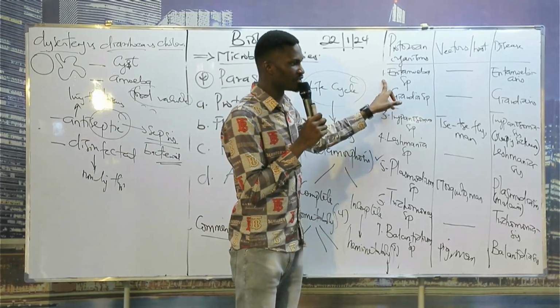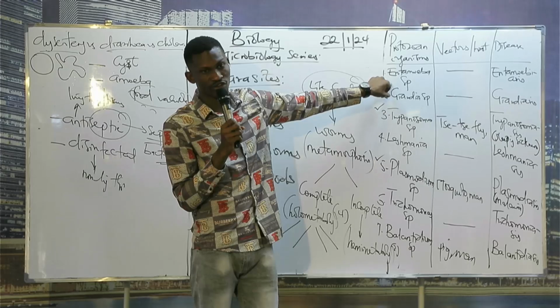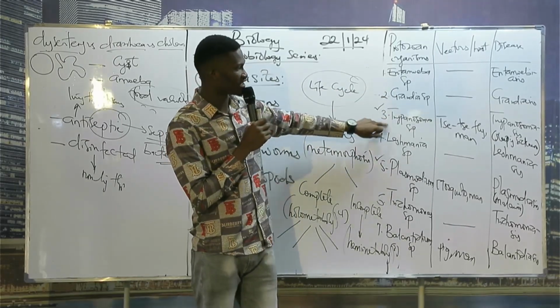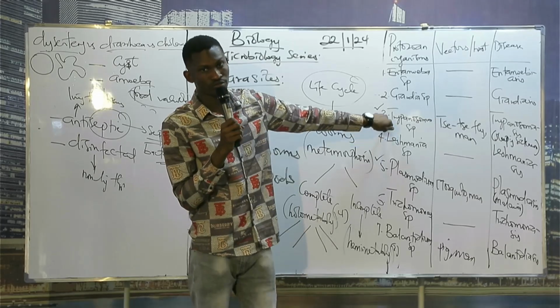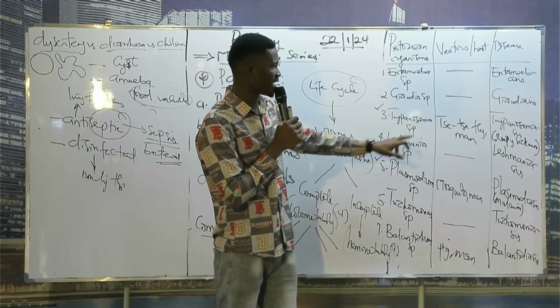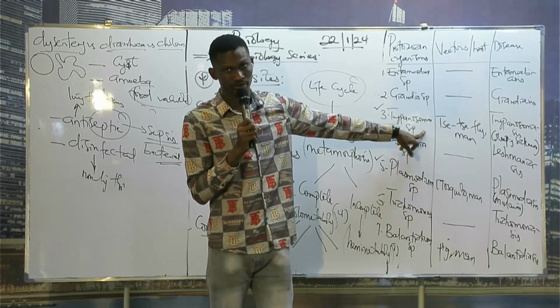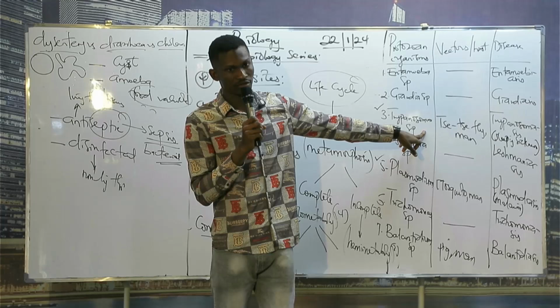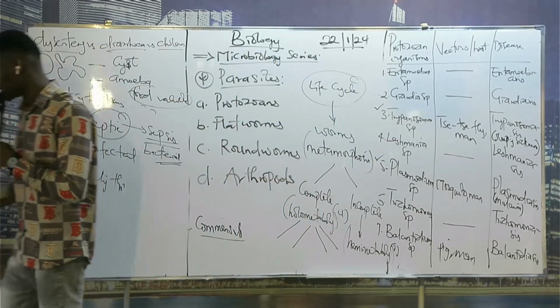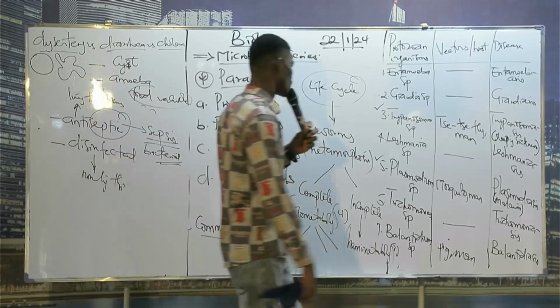Man, what type of host is man for entamoebiasis? Primary or secondary? Giardia, which host? Secondary. Trypanosoma, fly is which host? Man is which host? Secondary. Leishmania has a similar life cycle with trypanosoma. But the vector for Leishmania is now what we call the triatomine bug.